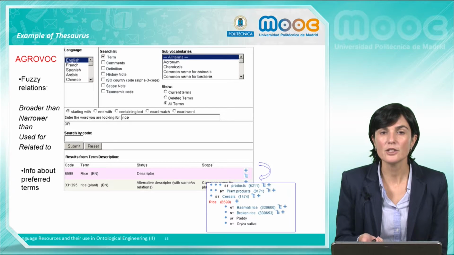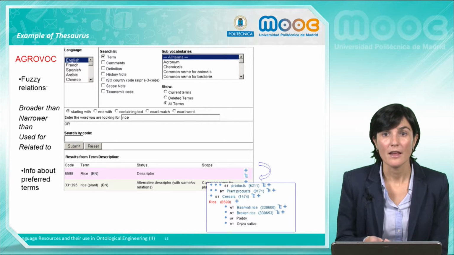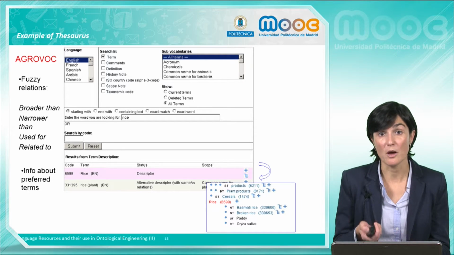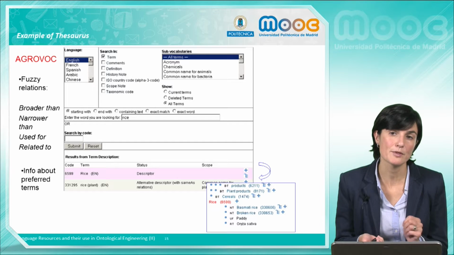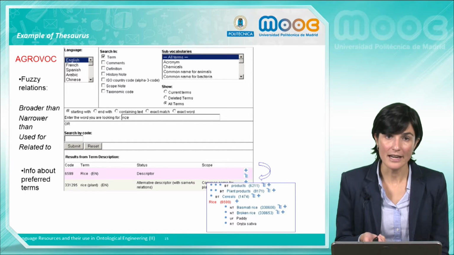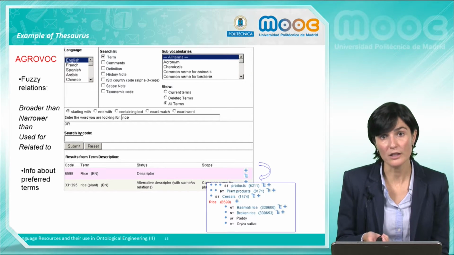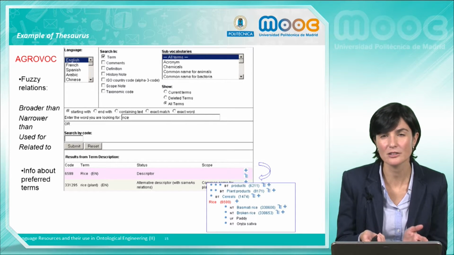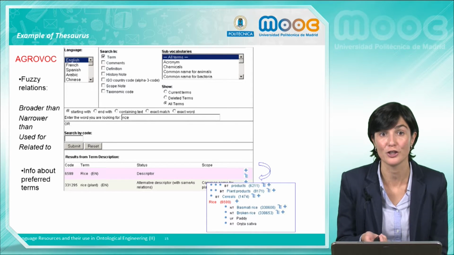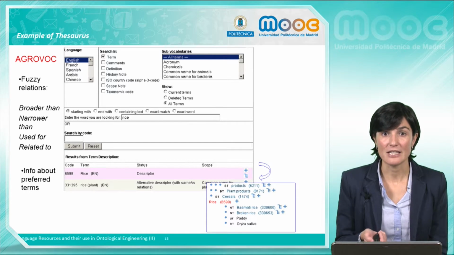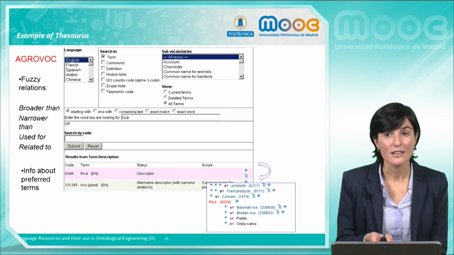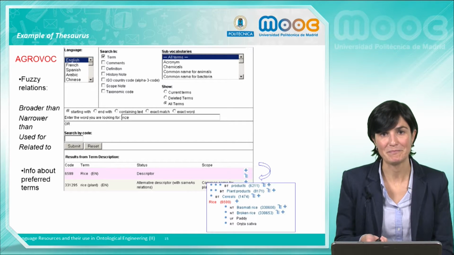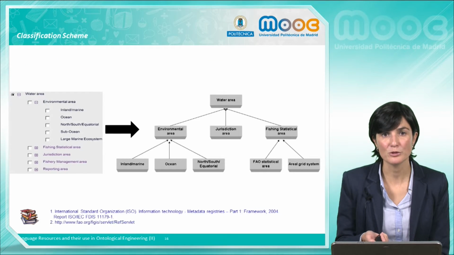Next, Agrovoc. Agrovoc is an example of a thesaurus. The most particular feature of a thesaurus is that terms are related to other terms by means of 4 types of relations: broader than, narrower than, used for, and related to. And this kind of fuzzy relations can also be taken as starting point for ontologies. And in fact, there is a semantic web language called SKOS that makes explicit those relations so that a machine can consume them. These are thesauri.